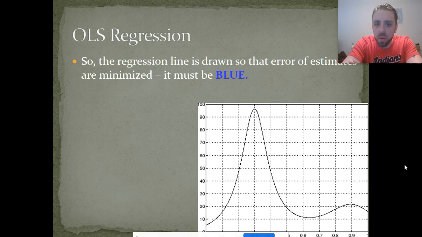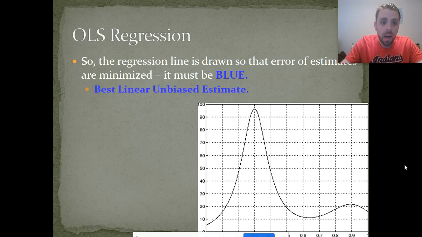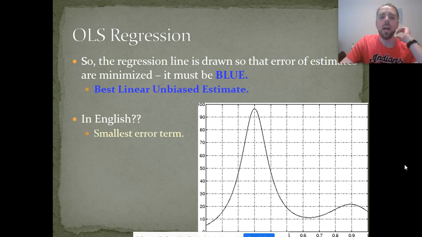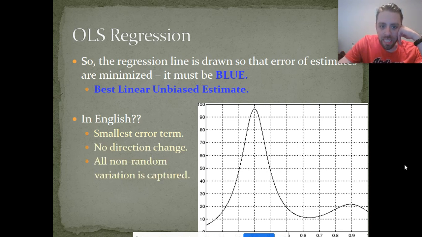It must be what is known as BLUE. Notice how I put that in capital letters. BLUE stands for the best linear unbiased estimate of the error term within the data. What does that mean? In English, best means it has the smallest error term. Linear means that there is no directional change here. It constantly goes in one direction throughout the entire data set. And it must be unbiased in that all non-random variation is captured. You have to account for all non-random variation.